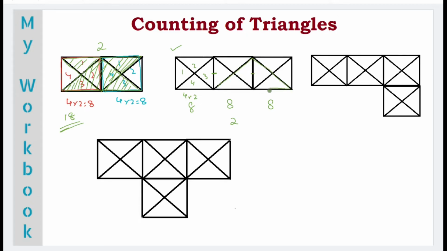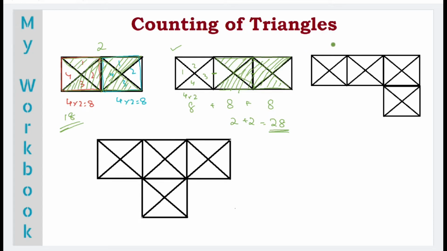Can you see? So for every joint we need to add 2 new triangles. For this joint I've added 1 and for this joint let me add 1 more. So the total number of triangles will be 8 plus 8 plus 8 plus 2 plus 2 and it would be 28. 28 is the total number of triangles in this image.